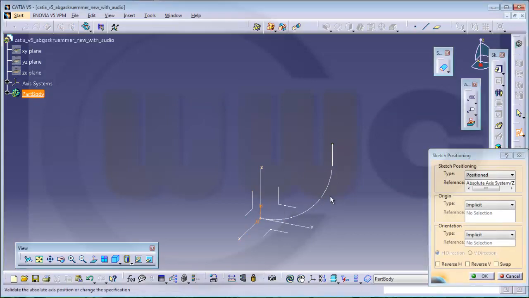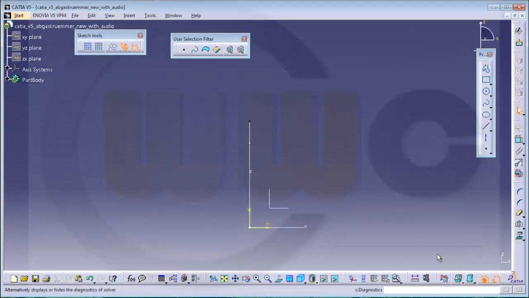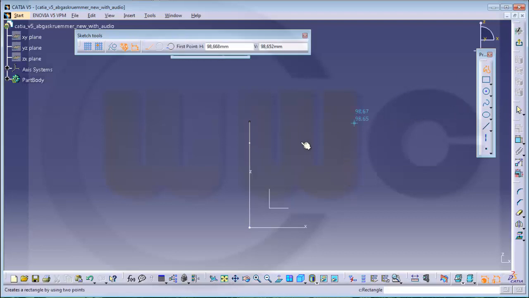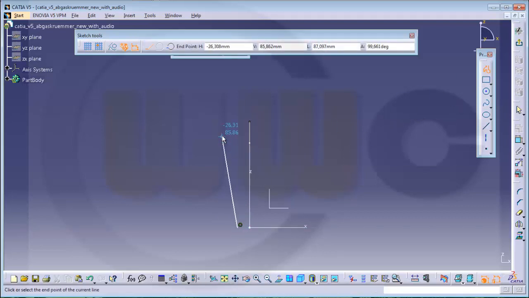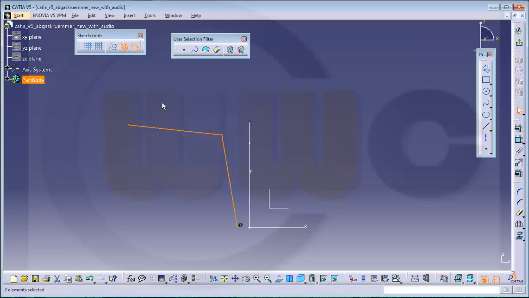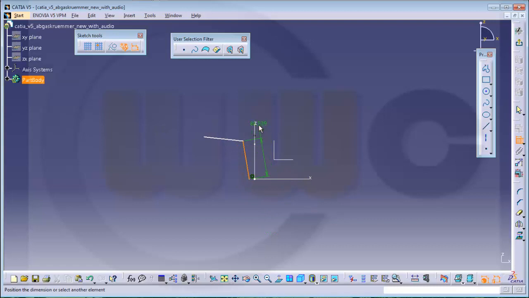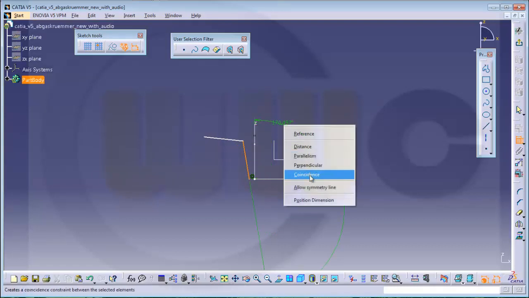And make it on this plane. Swap. And okay. Hide these elements. And then I need something like this. This should be coincident on the z-axis.